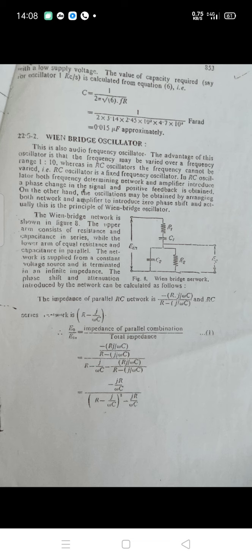But in case of Wien bridge oscillator, as this is an audio frequency oscillator, the advantage will be that the frequency may be varied over a frequency range of 1:10. So that is the advantage of this oscillator.